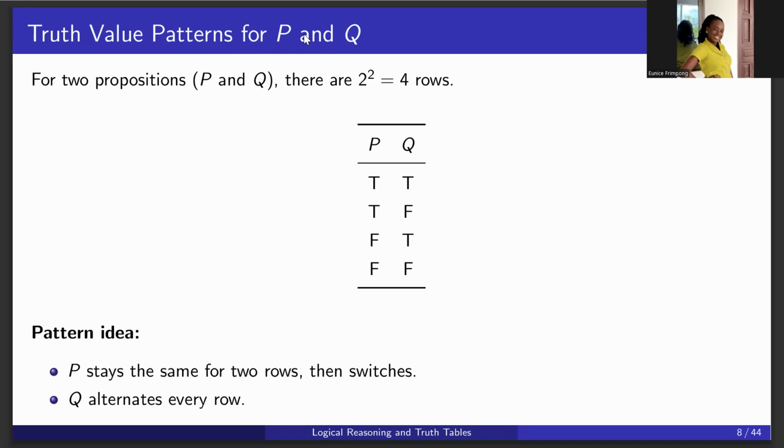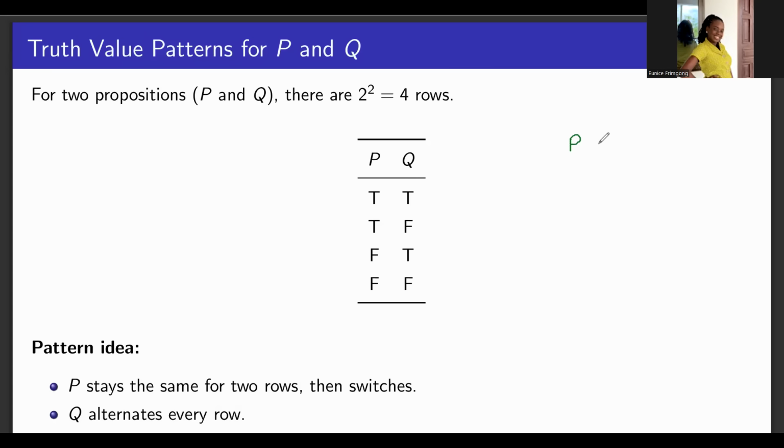Truth value patterns for P and Q. So just in case you have two statements, P and Q, how do you write out the truth value? Remember, there should be four rows because 2 raised to the power n, and n is equal to 2, is 2 times 2, and that's equal to 4. So you first of all start by writing your P here and then your Q here. Then you draw a line like that. So P has this column, Q has this column.